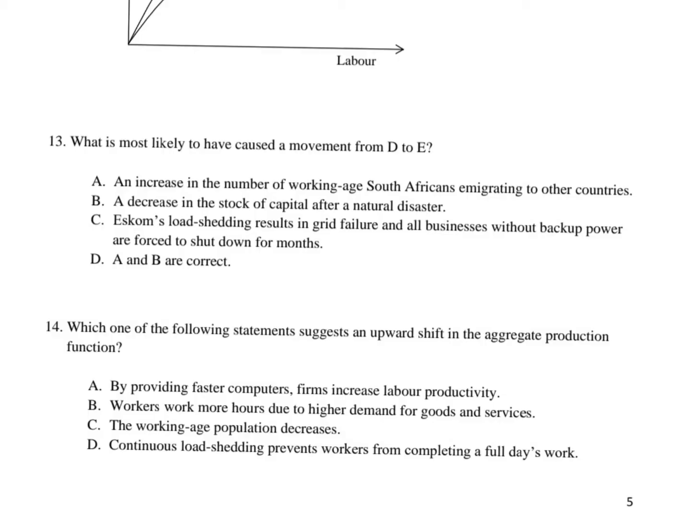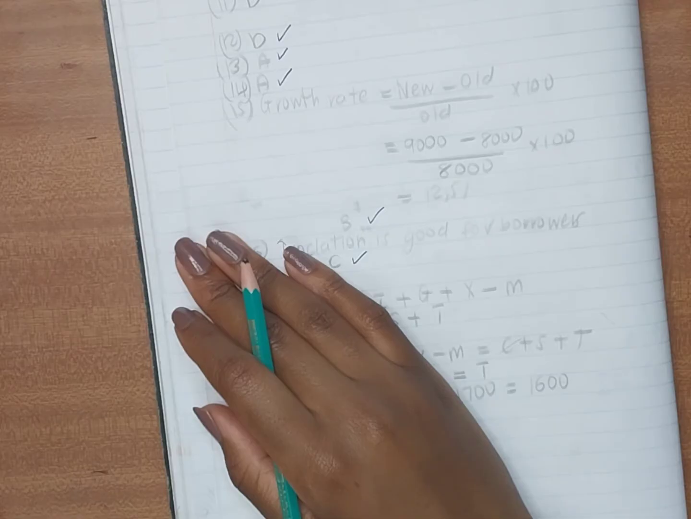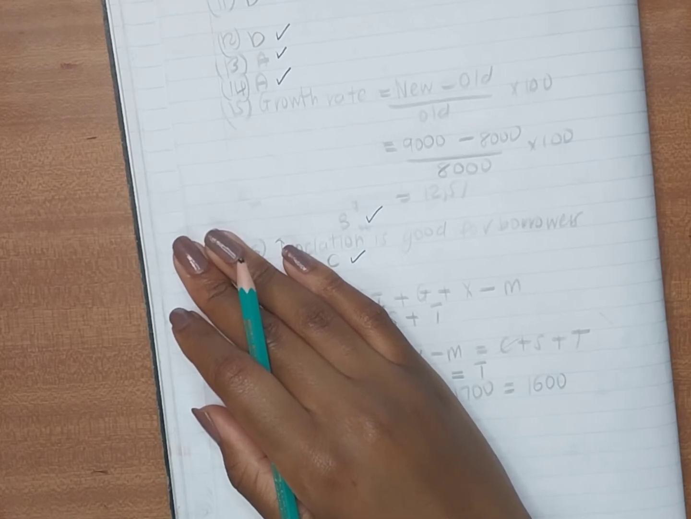And then for number 14, it asks which of the following statements suggests an upward shift in the aggregate production function, right? So remember what causes a shift in the production function? I said that it's the demand curve. So if there was an upward shift, it means that the demand curve shifted to the right, meaning that firms are demanding more labor, and they are willing to pay more.